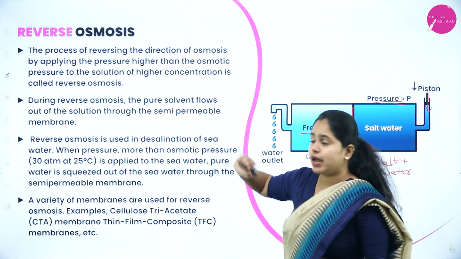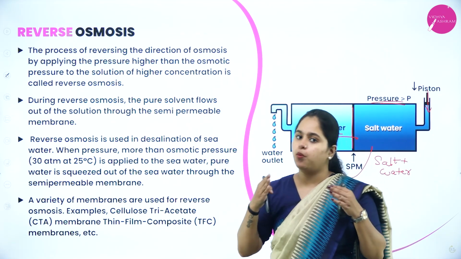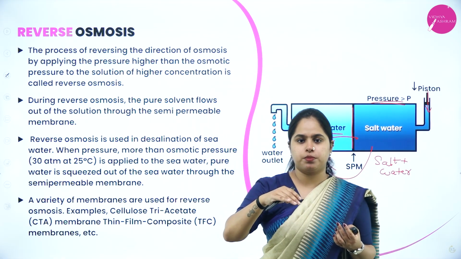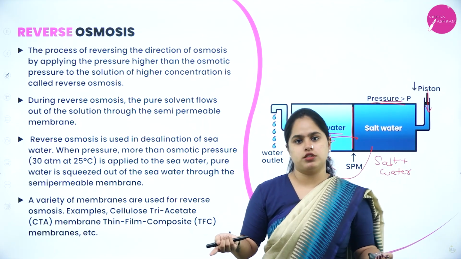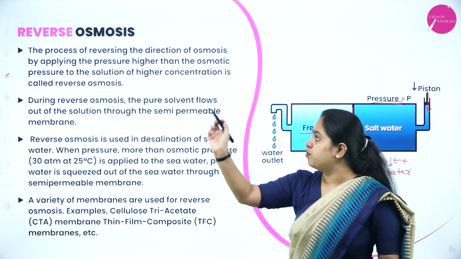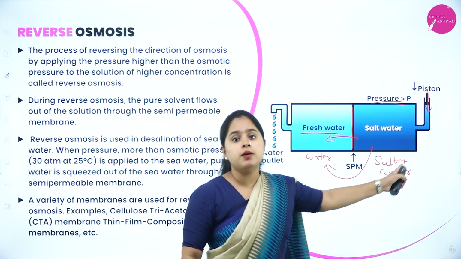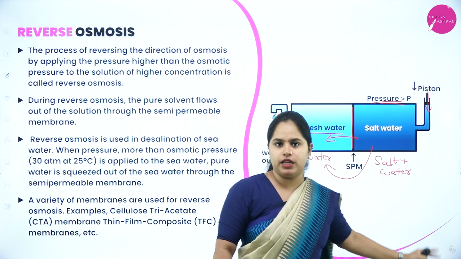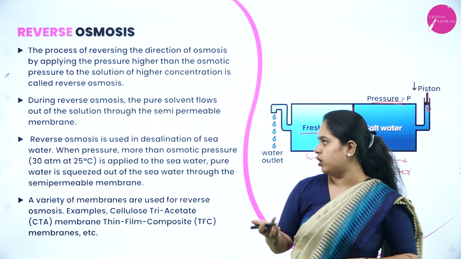So what is happening? The direction of osmosis is reversed. From lower concentration, it is supposed to go to higher concentration. But when we are applying a pressure which is greater than osmotic pressure, the solvent particles will go in the opposite direction, that is from higher to lower concentration. During reverse osmosis, the pure solvent flows out of the solution through the semi-permeable membrane. Only the pure solvent is going, that is only the water. The salt will still remain there. Reverse osmosis is used in desalination of seawater.